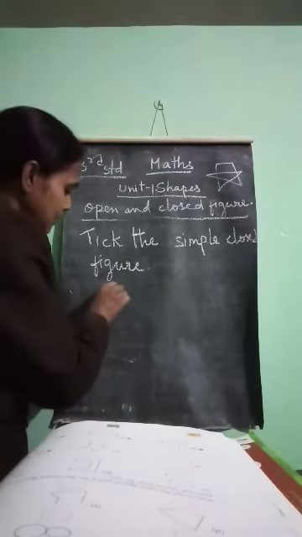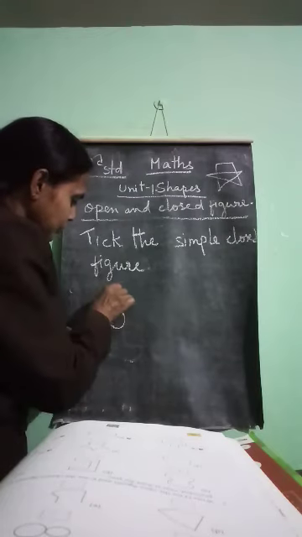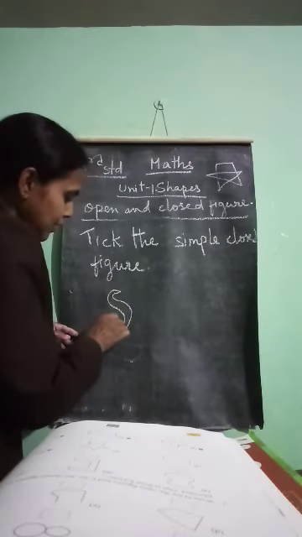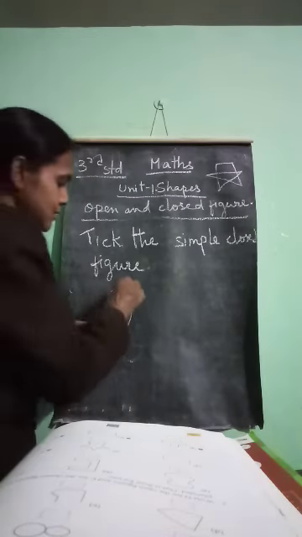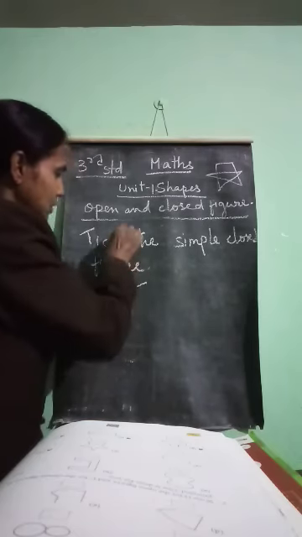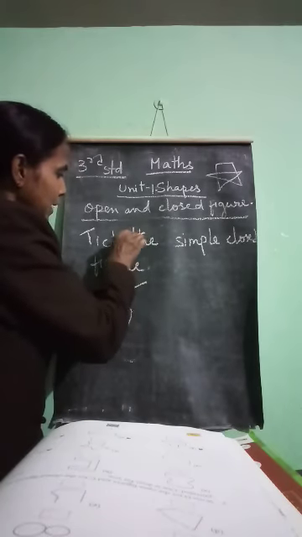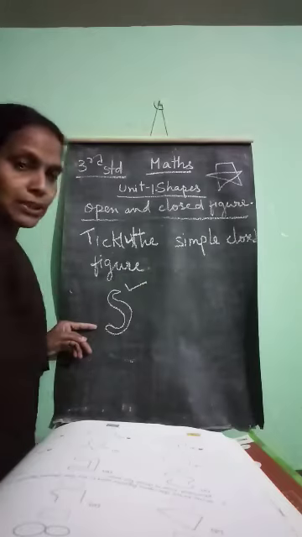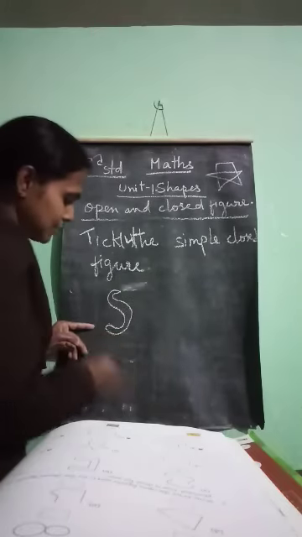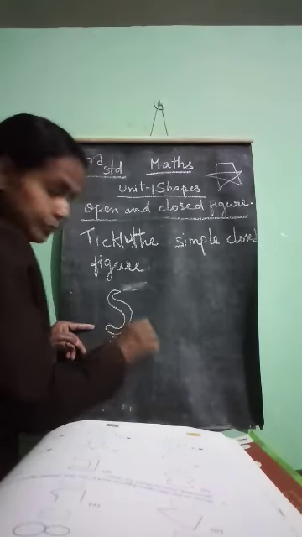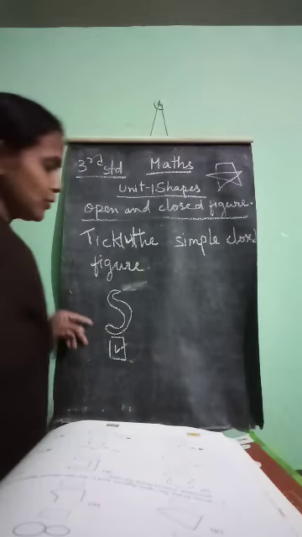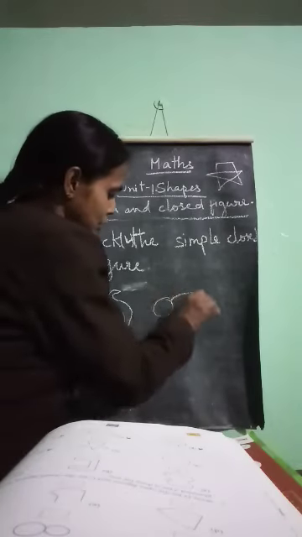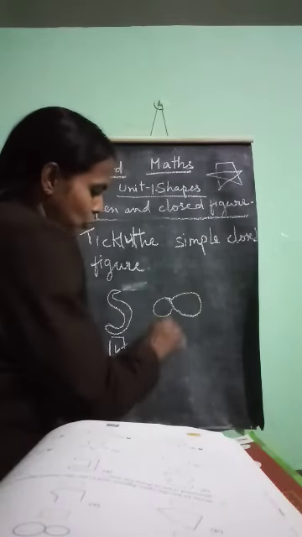First one is like this. Yes, this is simple closed figure, so write yes. Sorry, tick mark. Tick here put. Okay, right mark here. Sorry, here face is there. Down you have to put tick. Now next one is this one. So this is not simple. Put cross here.